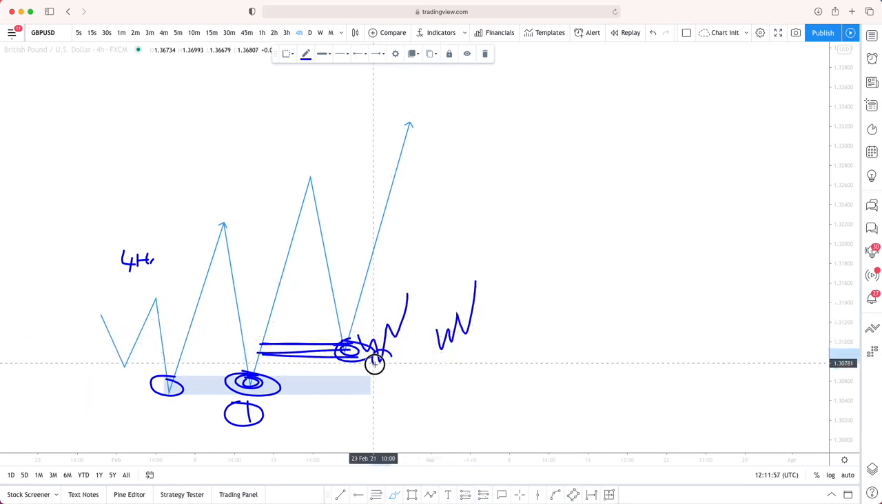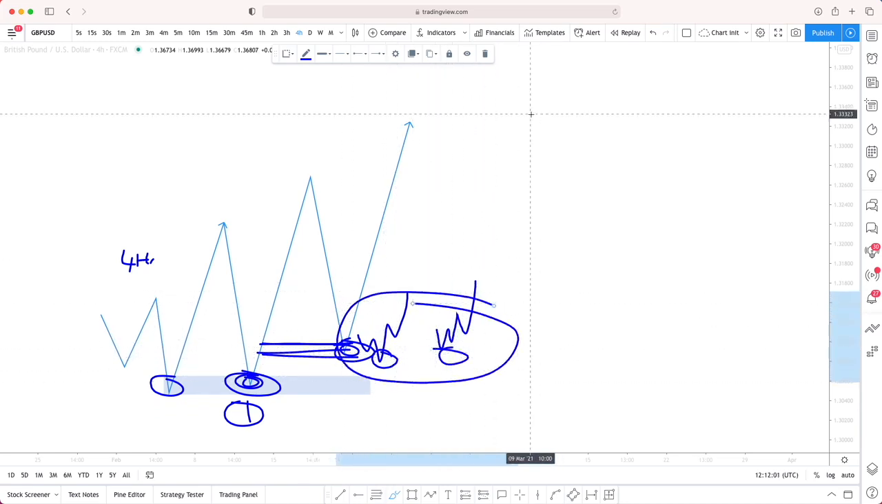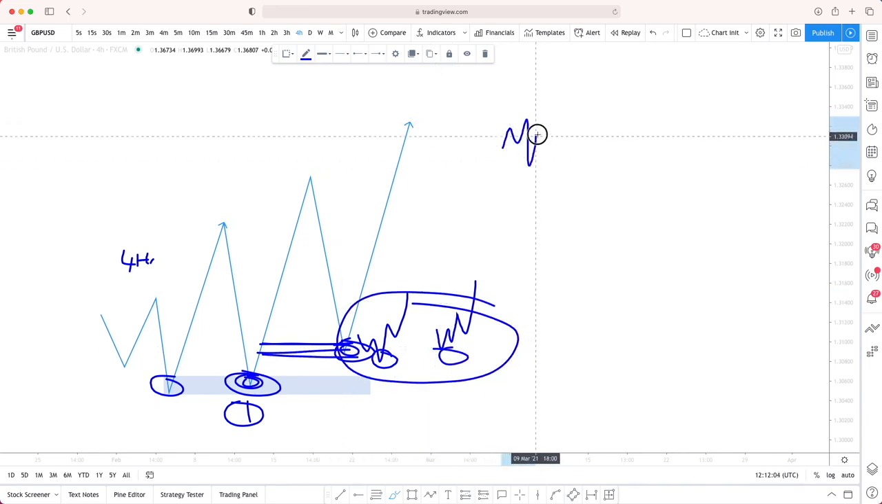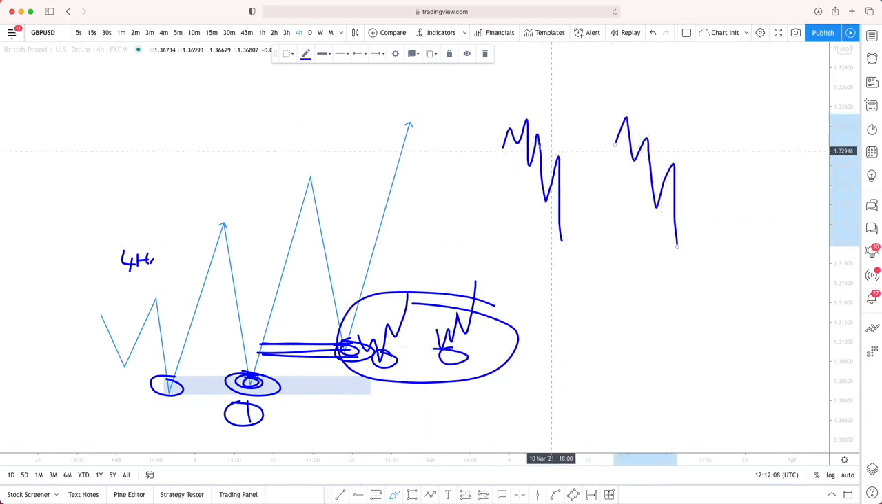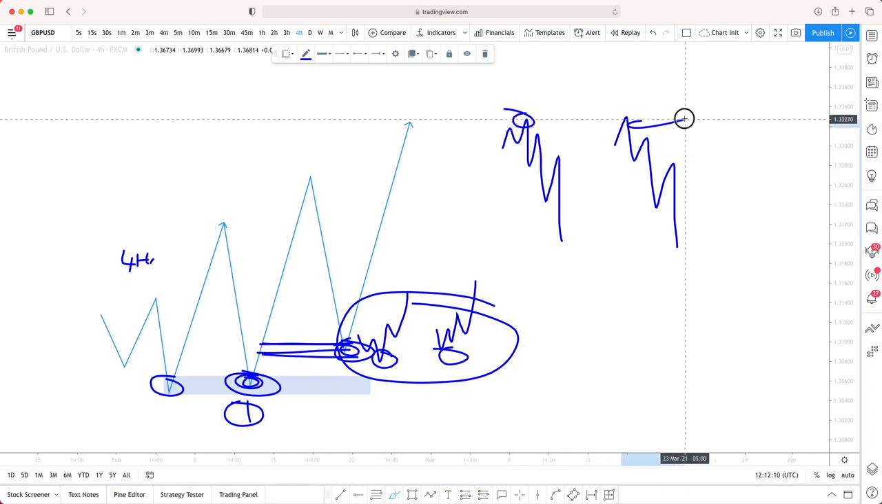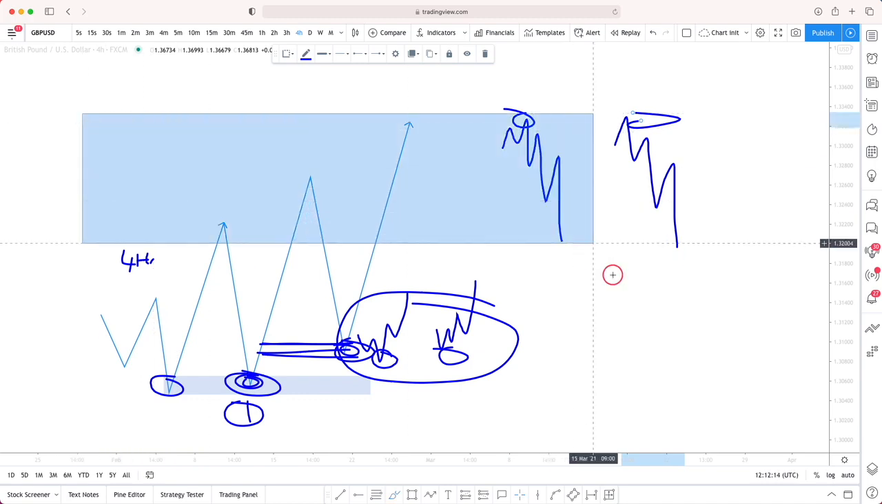Okay, so either we have an LG or we don't have an LG. Simple as that. Two patterns. For a sell is either this one or it's this one. Okay, it either has a liquidity grab or it doesn't. Simple as that. So now let's look at an actual chart example.